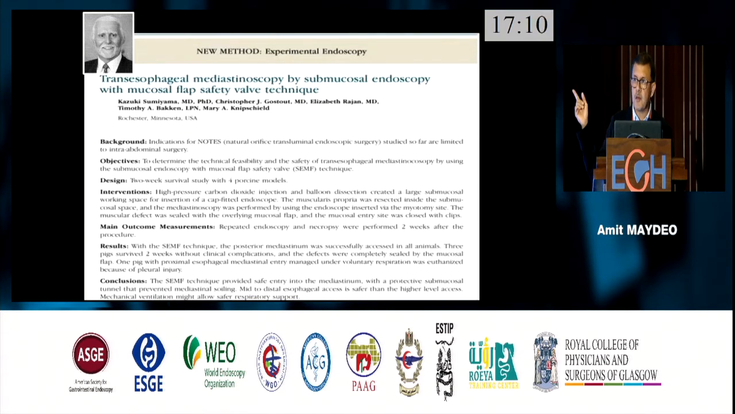The invention came because of two animal experiments, one by Chris Gostout. Chris Gostout from Mayo Clinic showed that in animals, in pigs, live pigs, he could make a tunnel in the esophagus in the submucosa, then cut the muscle, enter the mediastinum, take a biopsy from the fat in the mediastinum, come out, close the mucosa, and all the pigs survived.